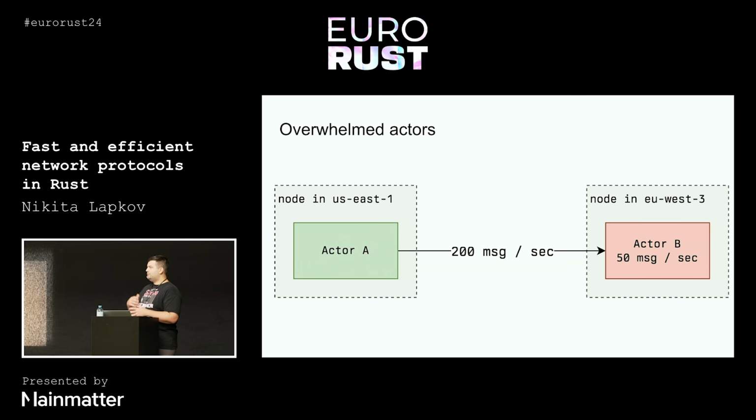The final problem Elfo tries to solve out of the box is so-called overwhelmed actors. It is entirely possible for actors, even within the same node, but especially on different nodes, to have very different speed of processing. So in this example, we have an actor A, which sends 200 messages per second, but it doesn't know that the actor B can only handle 50 per second. So we, first of all, waste network bandwidth, but we also build an infinite queue on the receiving side. This will result in either more stalls or out-of-memory error on the receiving side.